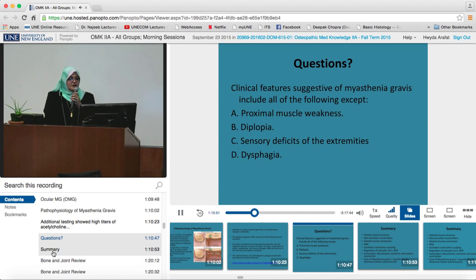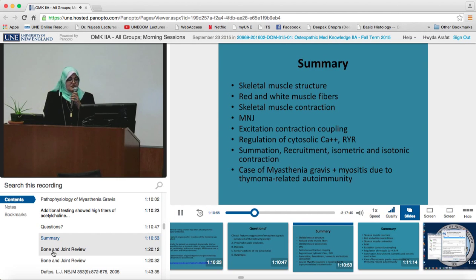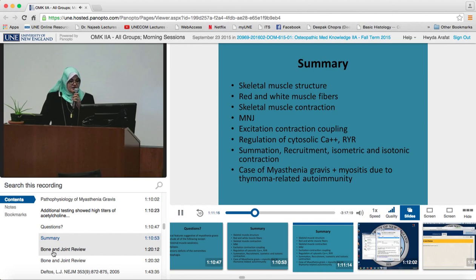Okay, so I'm going to leave this question for you. It's easy. But we talked today about the skeletal muscle structure, red and white muscle fibers, the contraction, the neuromuscular junction, excitation-contraction coupling. We talked about the calcium ryanodine receptor, summation, recruitment, isometric and isotonic contraction, and we talked about myasthenia gravis and myositis due to thymoma-related autoimmunity. Any questions? All right, guys, thank you.